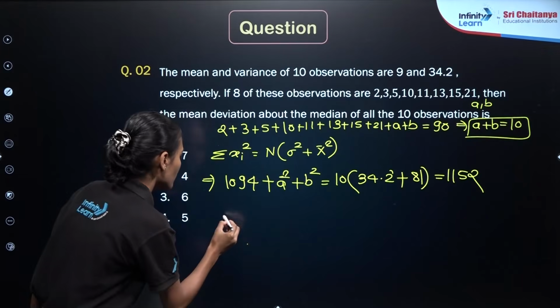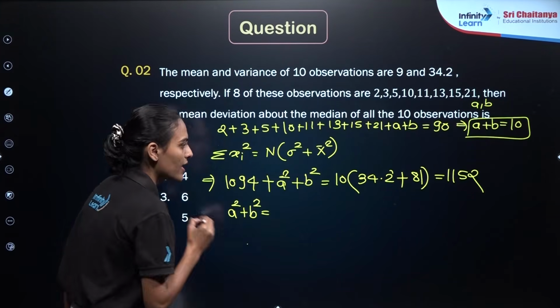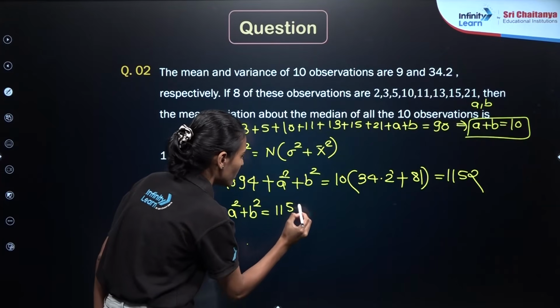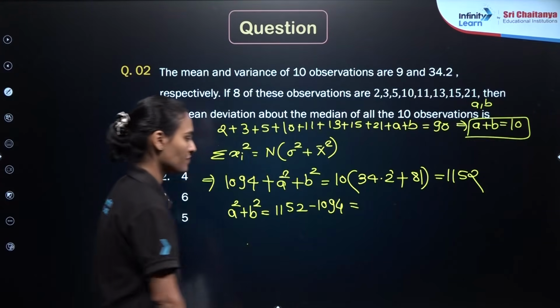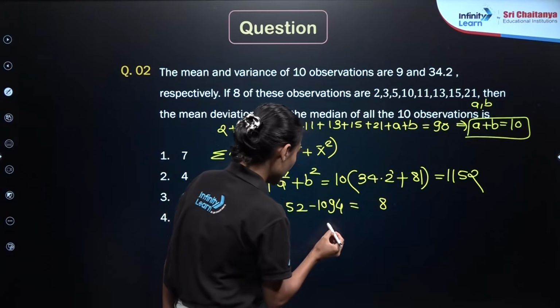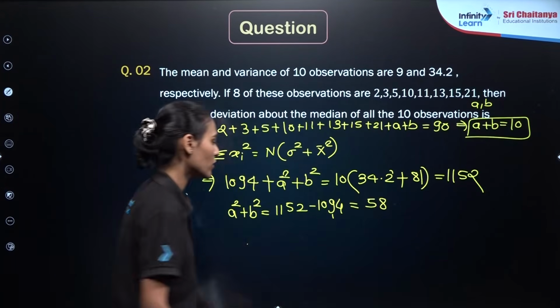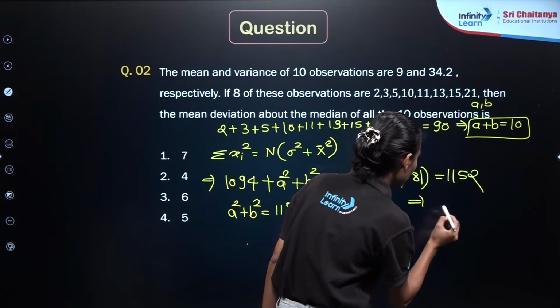So from here you will get a square plus b square as 1152 minus 1094, which is nothing but what? 12 minus 4 is 8, 5 minus 10, and then you will get 0. So you are getting a square plus b square as 58.